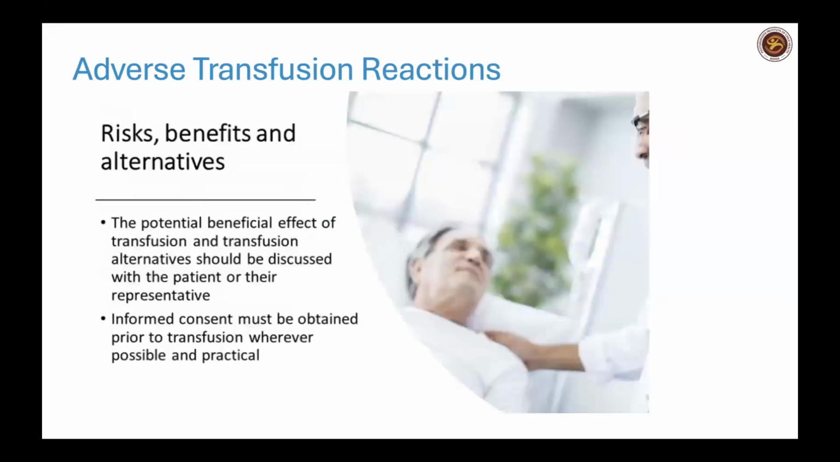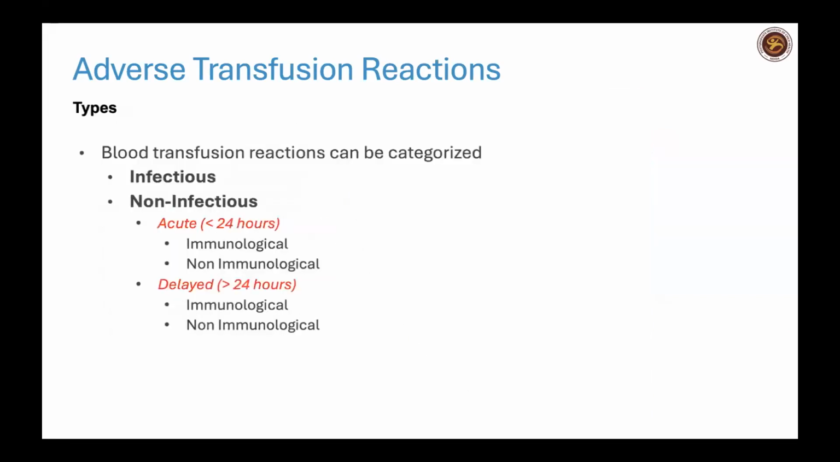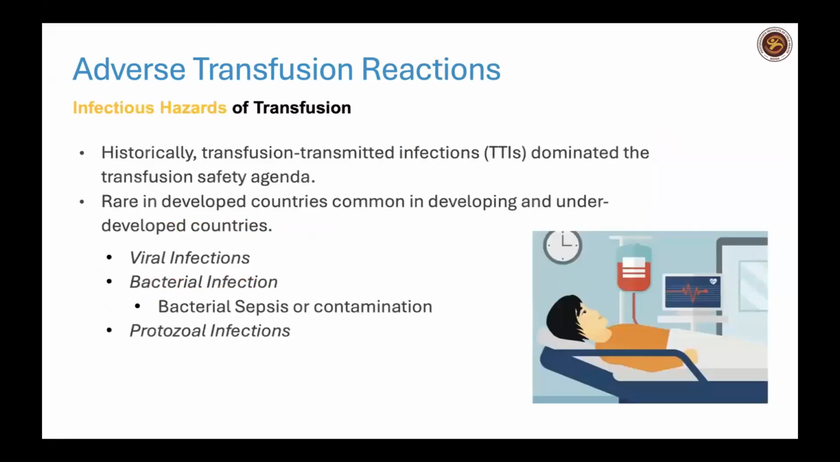The main aim is to recognize reactions early and stop the transfusion if there is a reaction. Before we initiate a transfusion, it is important to have consent, and the patient should be explained what the risks and benefits are, as well as what alternatives the patient has when the transfusion is to be offered. Broadly, these reactions are classified as infectious and non-infectious, and non-infectious are further classified as acute and delayed, which are further classified as immunological and non-immunological.